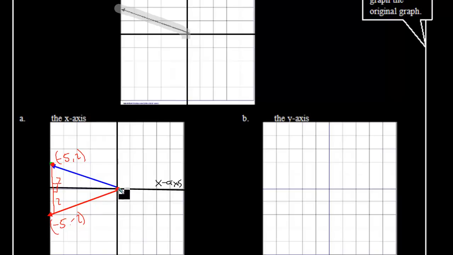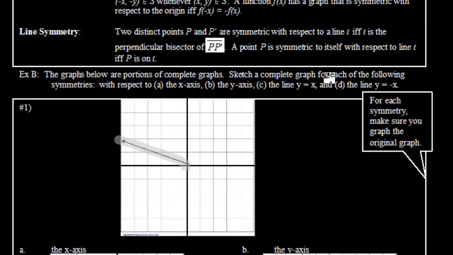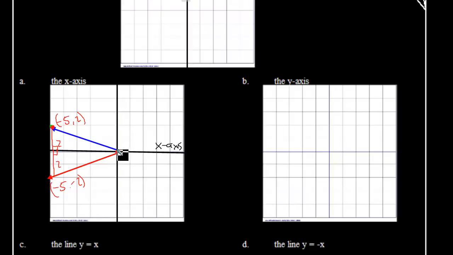This point here at the origin is on the line of symmetry. It says a point P is symmetric to itself with respect to line L if and only if it's on L. So since this point, we'll call it P for illustrative purposes, is already on that line, it is already symmetric with respect to itself. Since we know this is a ray, you connect those 2 points and that gives you this ray down here.